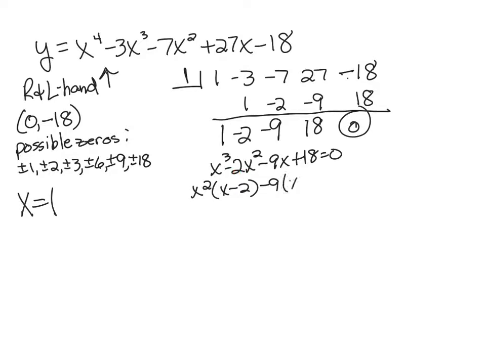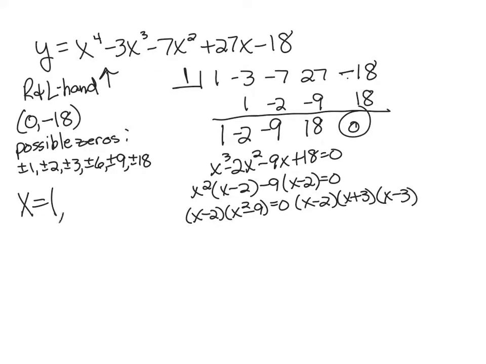Factor the x squared out of the first two. Always pull out the minus. That makes this a negative. Blobs are the same. I'm left with x squared minus 9, which factors. I have x minus 2 and x plus 3 and x minus 3. That gives me all of my zeros, positive 2 and plus or minus 3.